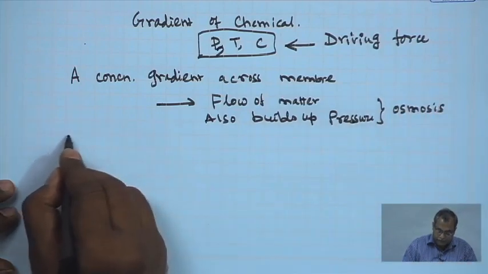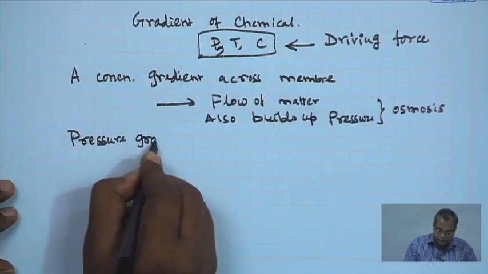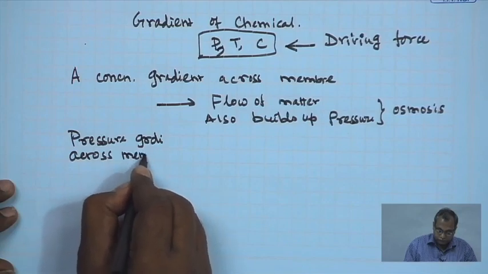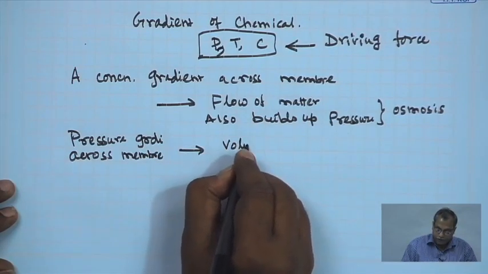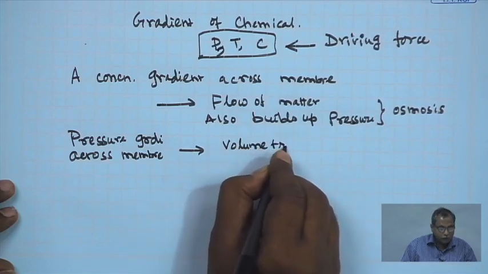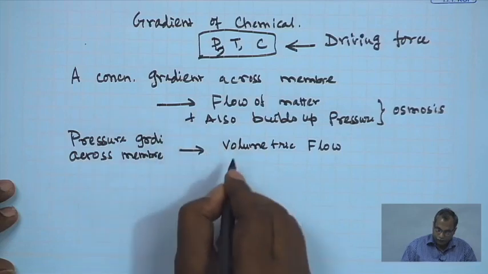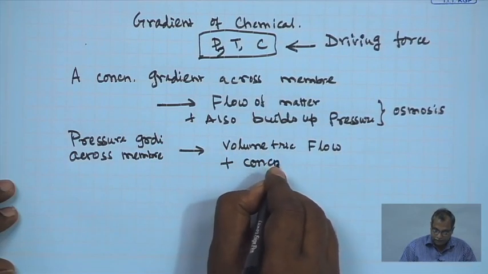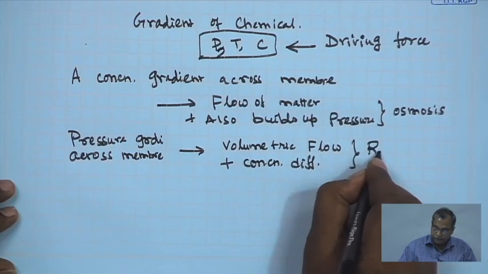A pressure difference, a pressure gradient across the membrane, leads to volumetric flow plus a concentration difference. This is reverse osmosis.